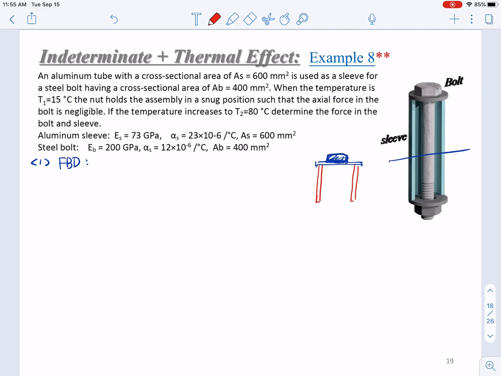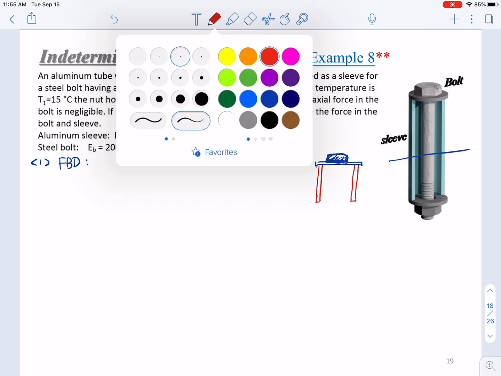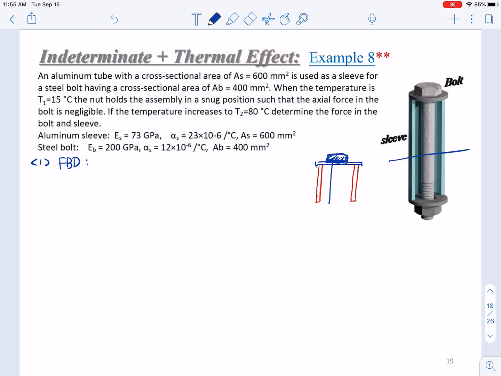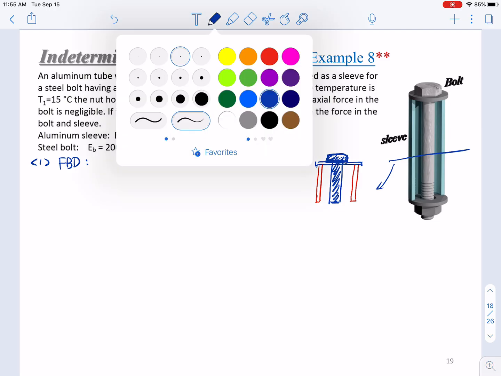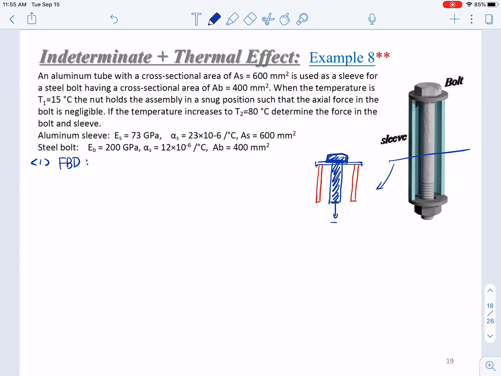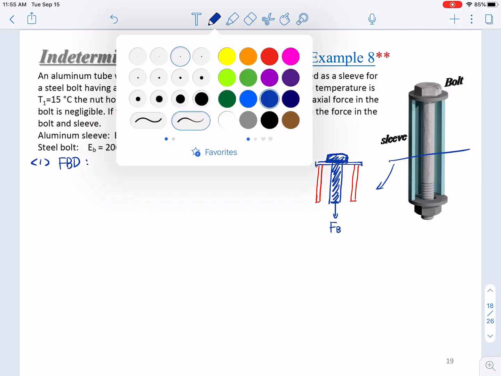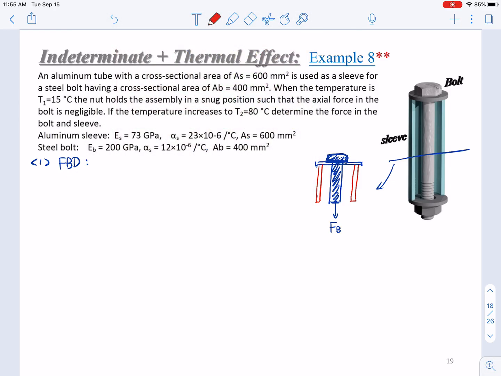You see the red colored is the aluminum sleeve, and the blue colored is the steel bolt. Okay, we have cut it from here and get this. Then you can see, let's add the internal force FB to the bolt and internal force Fs, the internal force of the sleeve. Both outward, right? So we add them both outward.